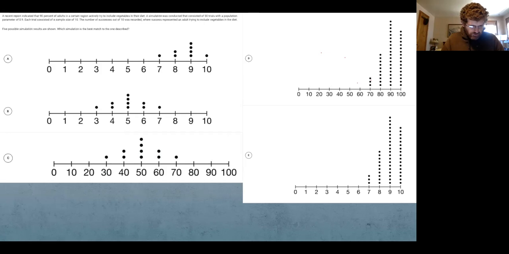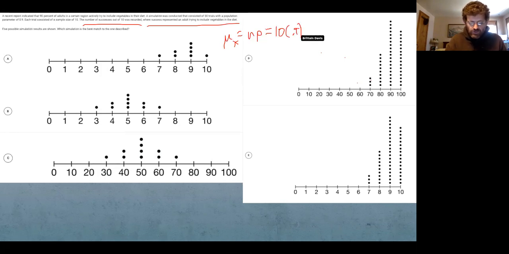So I know where the center of this is going to be because I can take my sample size and multiply it by the probability. N times P. This is a binomial distribution. It's going to be the number of successes out of 10. So N times P is the mean for a binomial random variable, and that's 10 for a sample size times 0.9, which gives me 9. So my mean should be around 9. So I can rule out this one, I can rule out this one and this one. Just with that quick calculation, I've got it down to A or E.